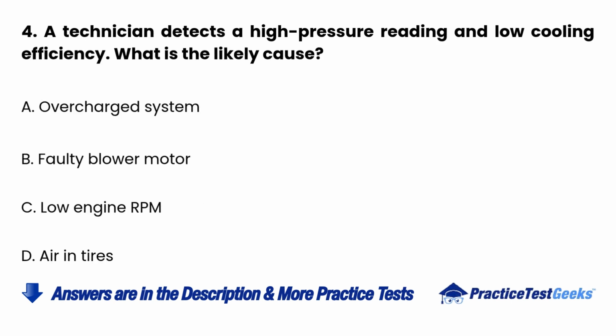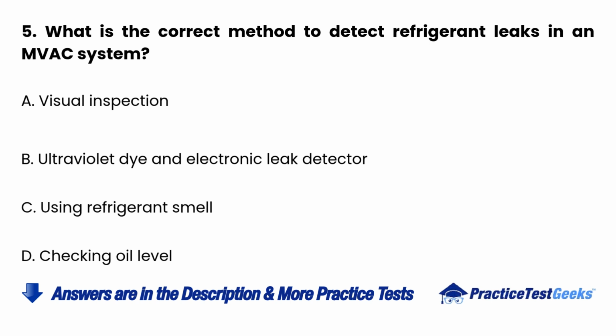4. A technician detects a high pressure reading and low cooling efficiency. What is the likely cause? A. Overcharged system. B. Faulty blower motor. C. Low engine RPM. D. Air in tires. 5. What is the correct method to detect refrigerant leaks in an MVAC system?